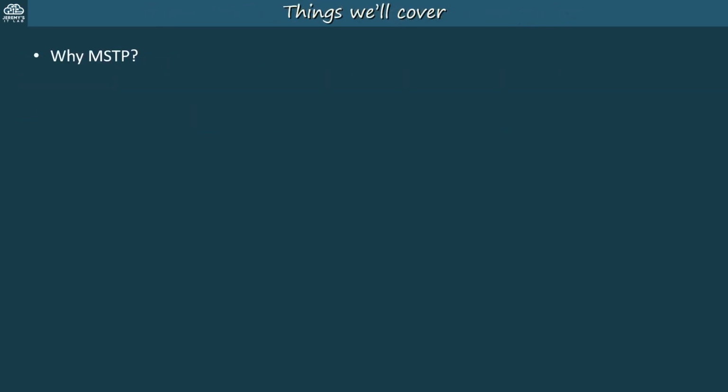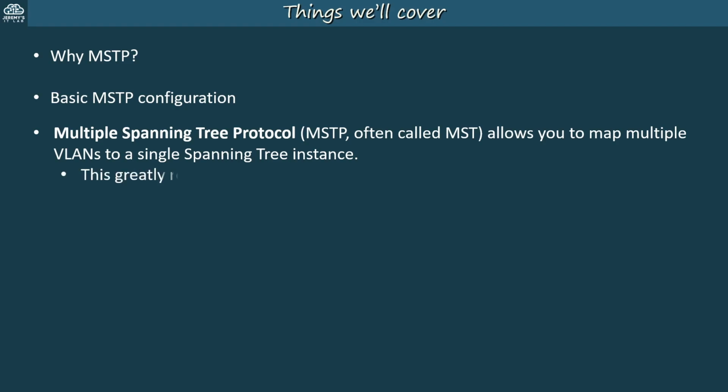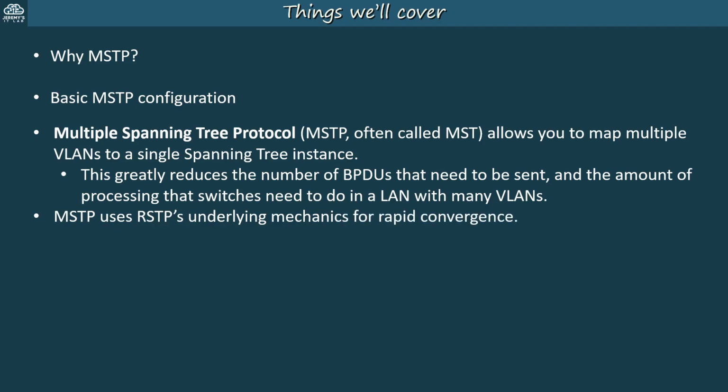In this video, we covered why MSTP is useful, as well as basic MSTP configuration in Cisco IOS. To summarize, MSTP, or sometimes just MST, allows you to map multiple VLANs to a single spanning tree instance. This greatly reduces the number of BPDUs that need to be sent, and the amount of processing that switches need to do in a LAN with many VLANs. And MSTP uses RSTP's underlying mechanics for rapid convergence.